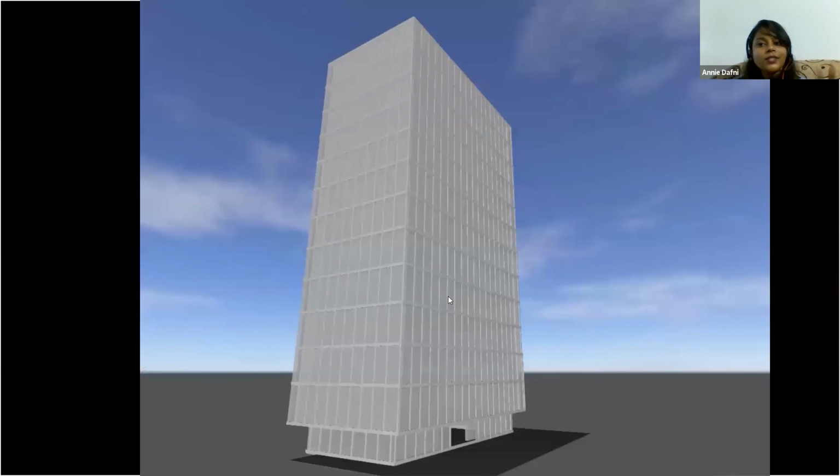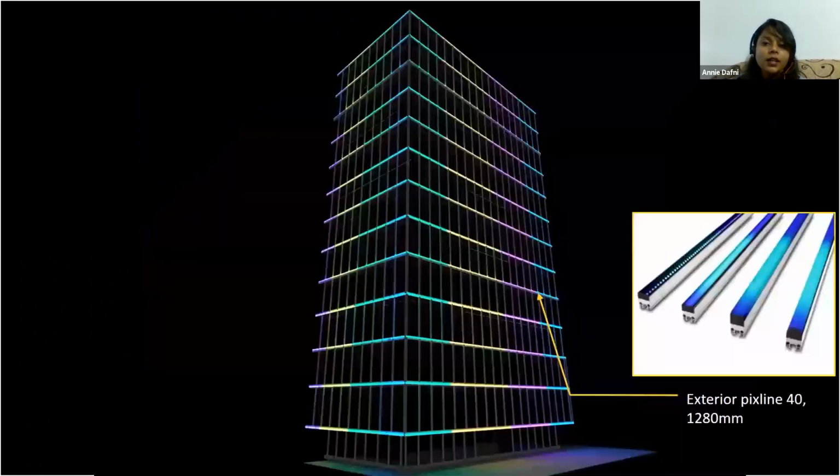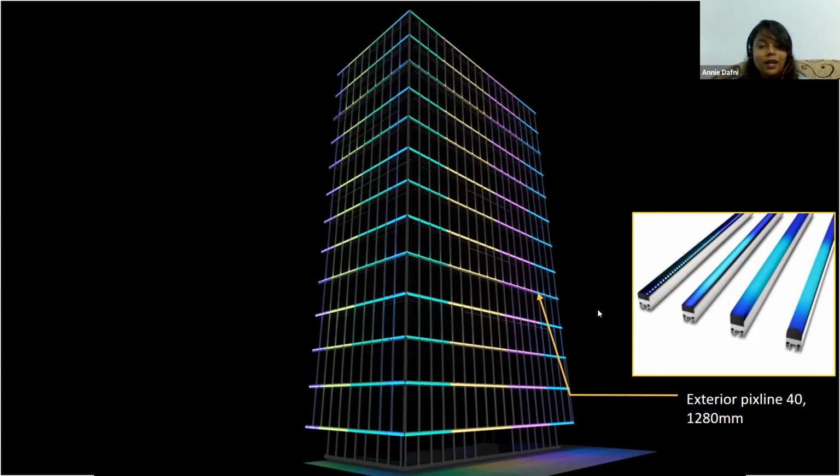So here again, we've just taken a sample model to explain how we can apply these techniques. This is an entire glass facade. In the first example, we've created a boundary or contour lighting using the Exterior Pixline 40. I've used the 4-foot version, which is the 1280 version, and I'm highlighting every floor of the building using this. Since they're direct view LEDs, you can actually see the colors and the different transitions that you can make. Again, the possibilities are limitless.